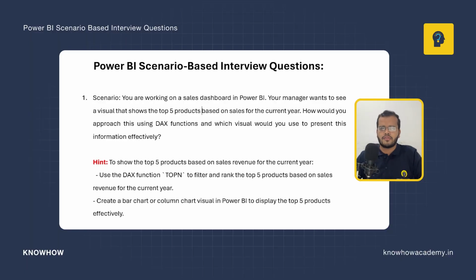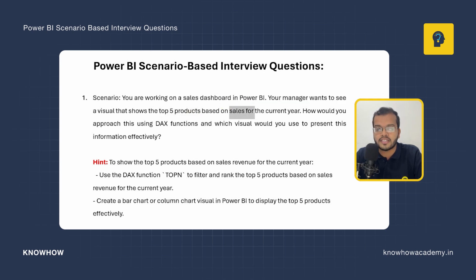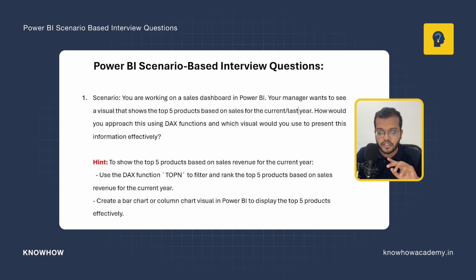The first question that we are talking about is we have a data set which is of a sales dashboard, and the manager wants to see a visual with the top 5 products based upon the sales for the year. You can consider the current year or the last year that we have in the data set. Now, how would you approach this using a DAX function, and which visuals are we going to use? So this is the question.